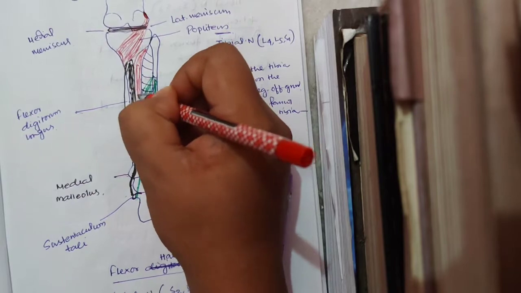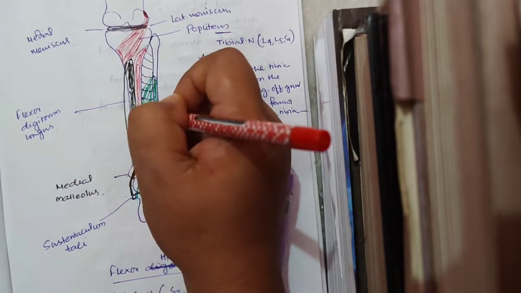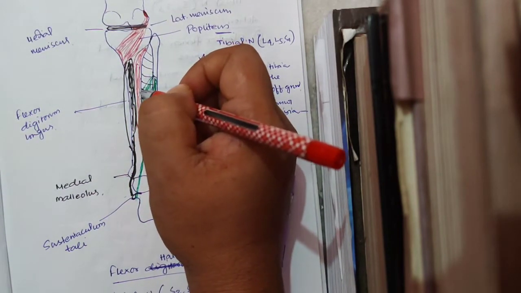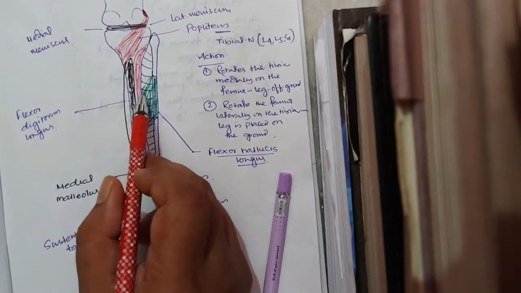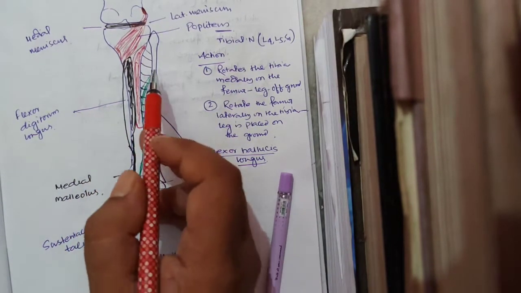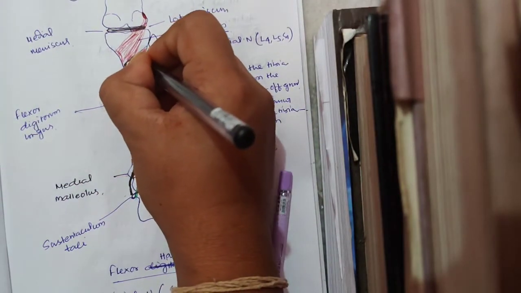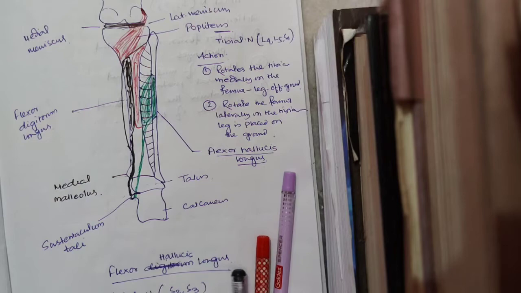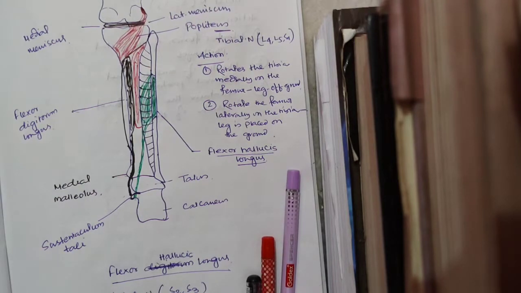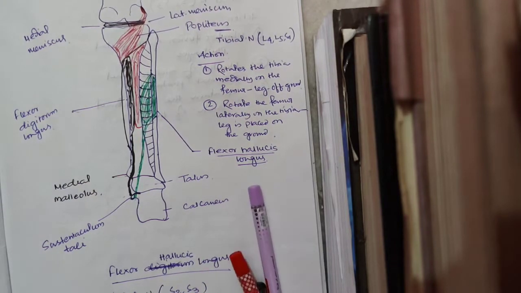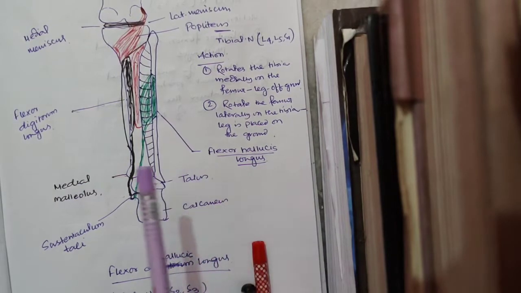From here, the tibialis posterior muscle originates. This is the upper two-thirds of the lateral part of the posterior surface of the shaft of the tibia, below the soleal line. This is the soleal line, below the soleal line. Next, the upper two-thirds of the medial part of the posterior surface of the tibia.